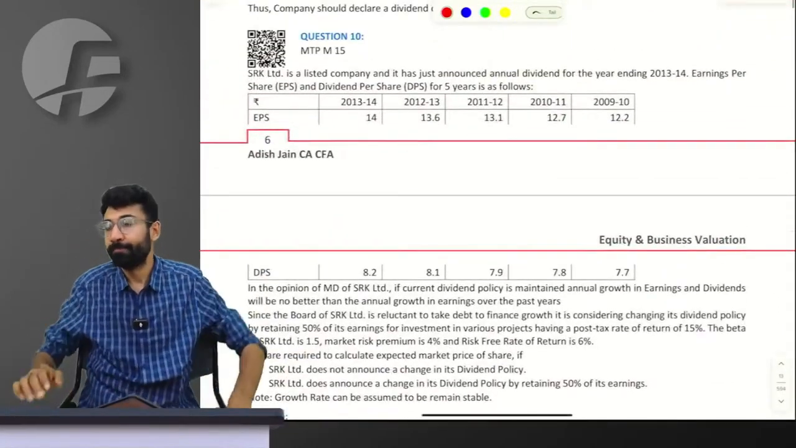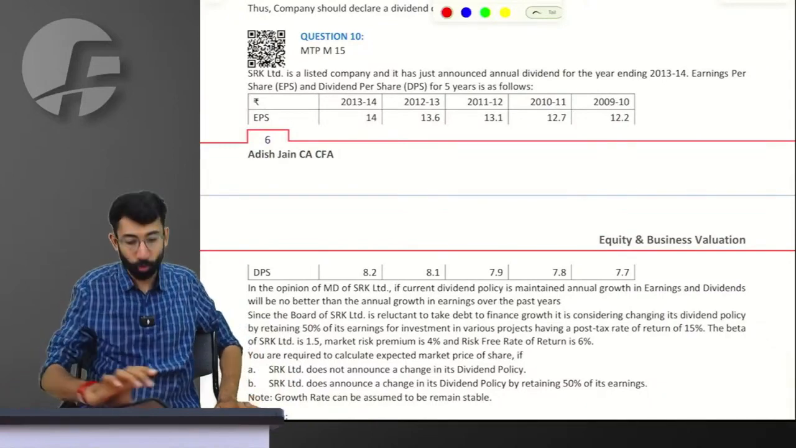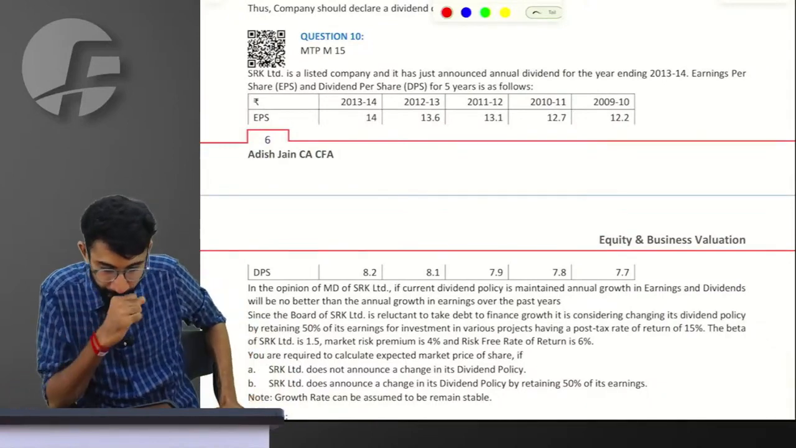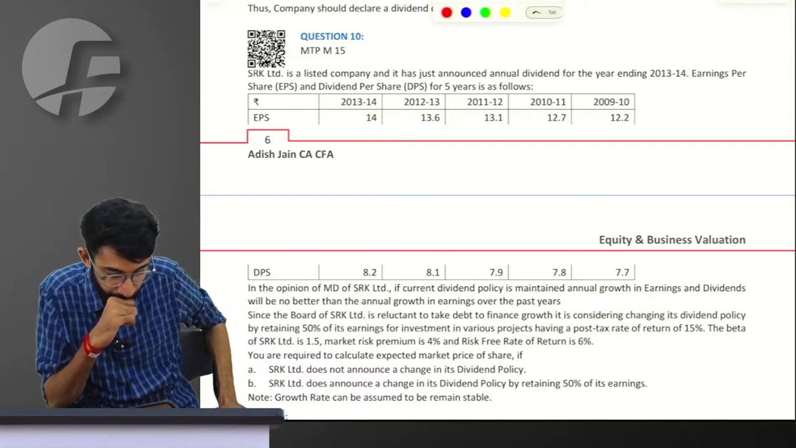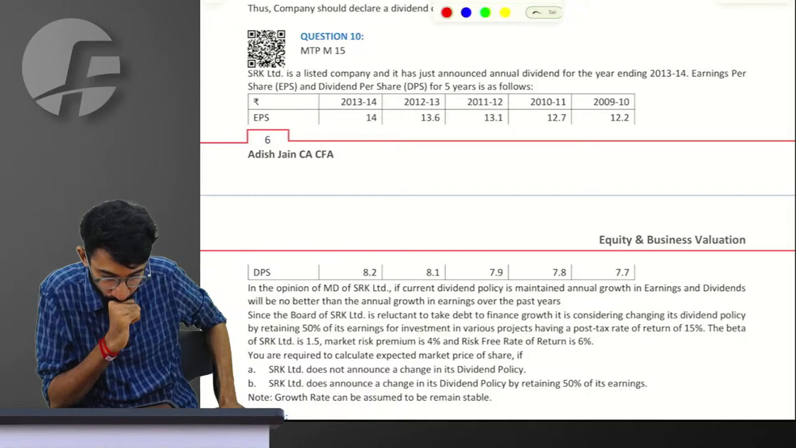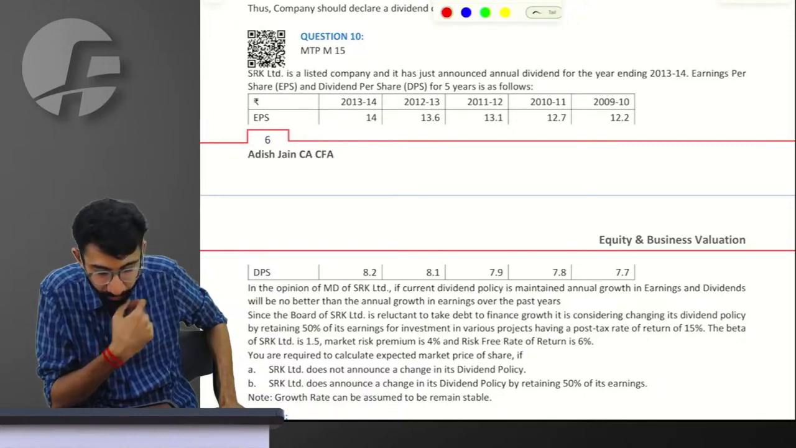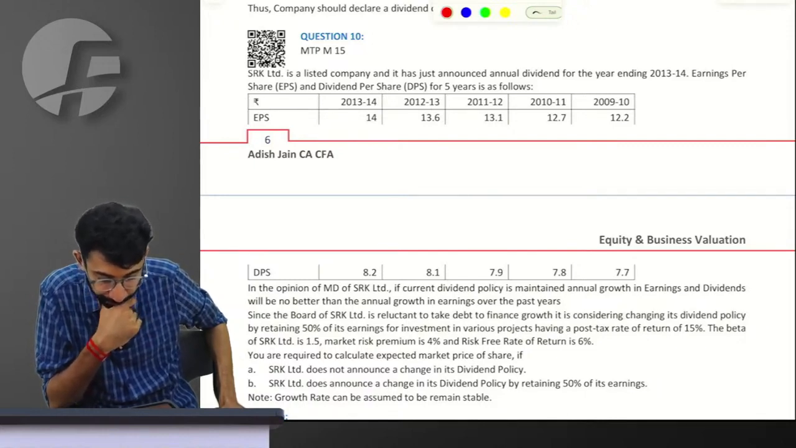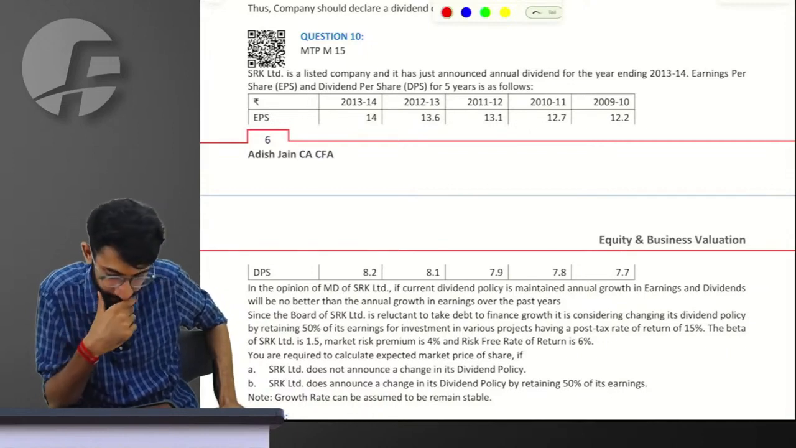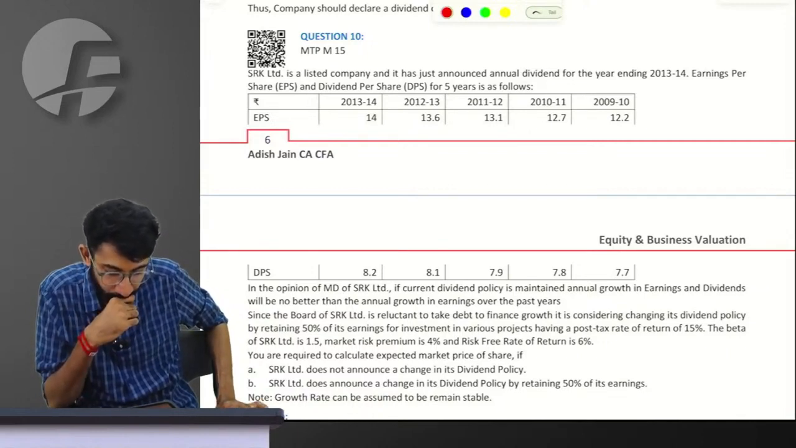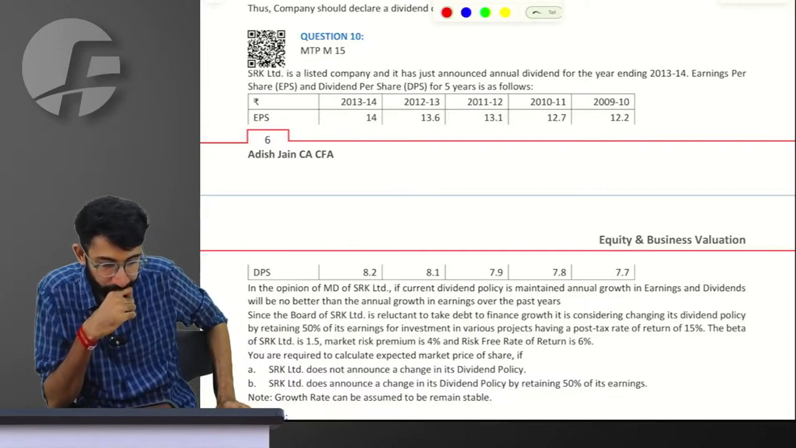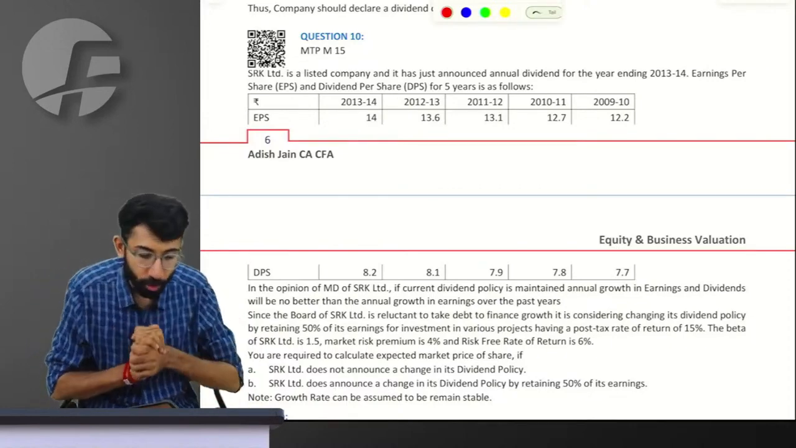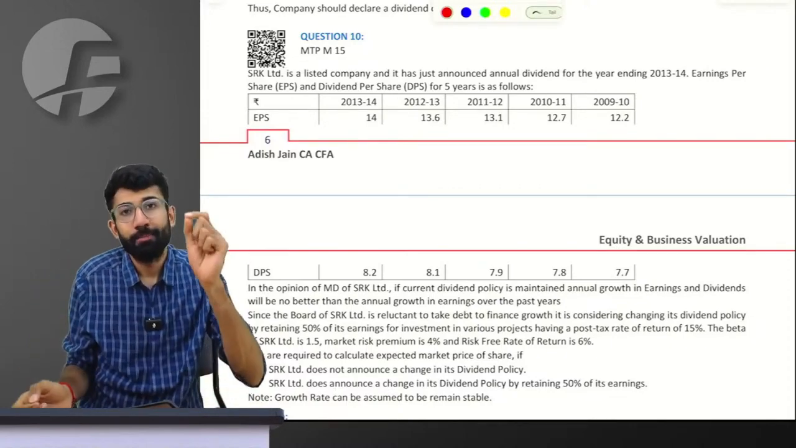Let me check if this question is relevant or not. Hold on for a minute. It's a good question actually. We can consider solving this question because this question will help us teach a new concept.